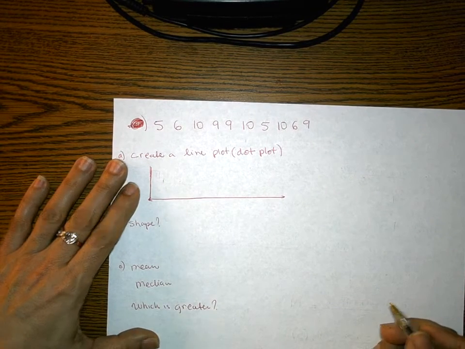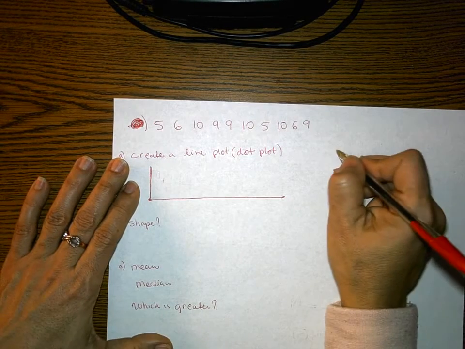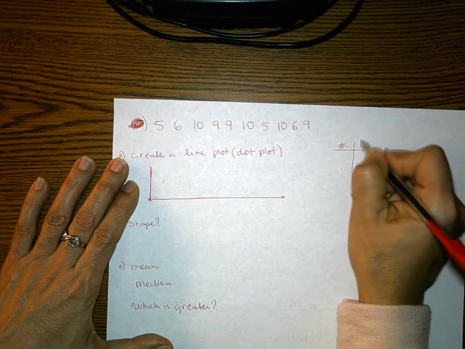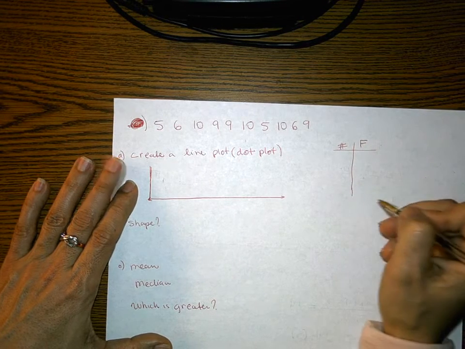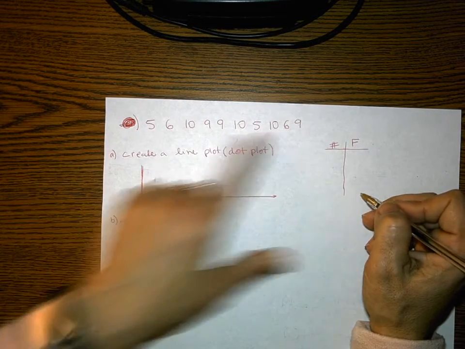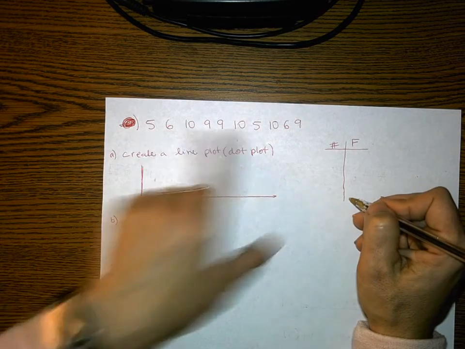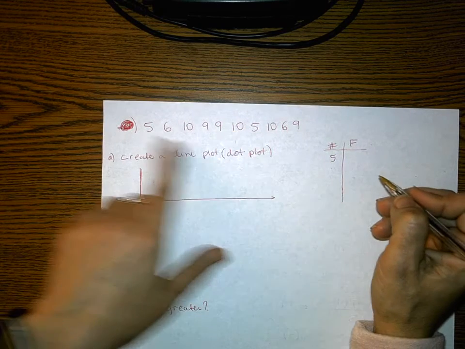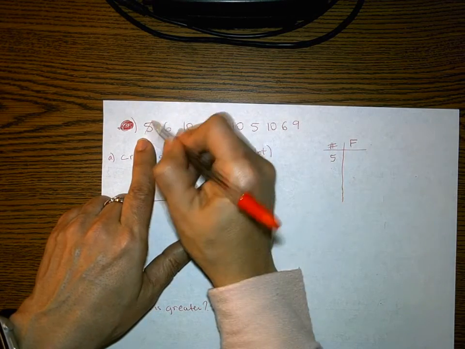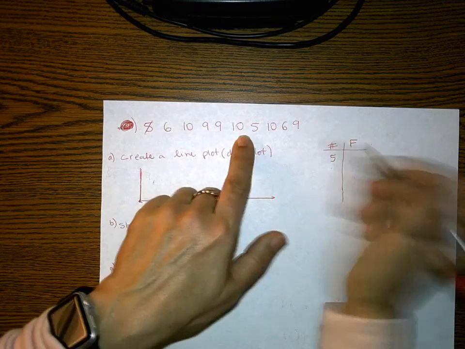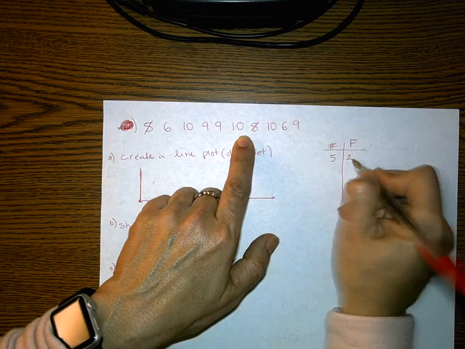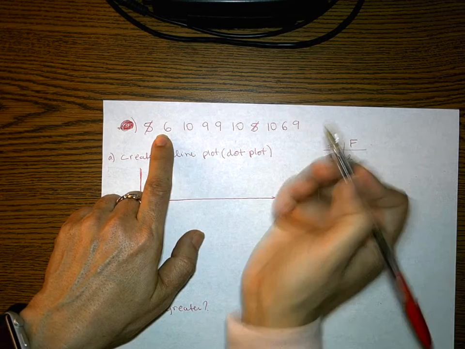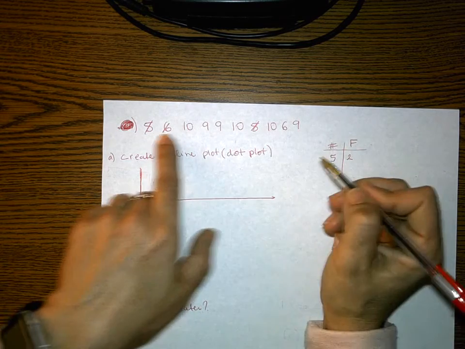Now let's create a small frequency table here, with the numbers and the frequency. Let's do it ungrouped because we don't have a whole lot of numbers. The smallest number I have is a 5, so let's start with the 5. The 5 happened once, twice. The 5 happened twice. And then the next number is a 6. The 6 happened once, twice.